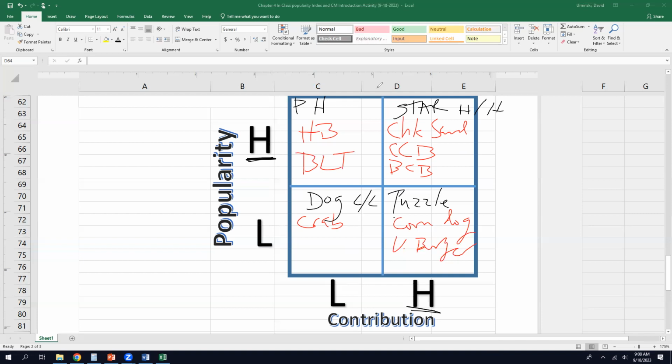Okay. So now we've analyzed our menu. We put these into different categories. Now, if something is a dog, do we automatically get rid of it? No, we could keep it on our menu. But let's talk about why that one might be a dog. Why do you think crab cakes might be a dog? Andres.